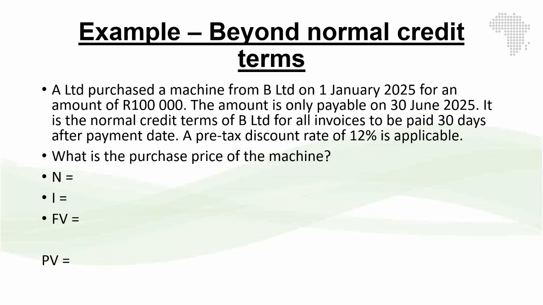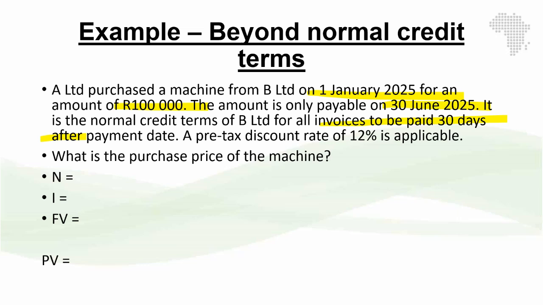So if we look at an example of this, our example says to us, A Limited purchased a machine on 1 January 2025 for an amount of 100,000 Rand. So we purchased this machine 1 January 2025 for 100,000 Rand. The amount is payable on 30 June 2025. It is the normal credit terms of B Limited for all invoices to be paid 30 days from transaction date. My apologies, not payment date. So 30 days. So like we said previously, on 30 January, this invoice has to be paid. But we've now made a special arrangement with B Limited to only pay them on 30 June.